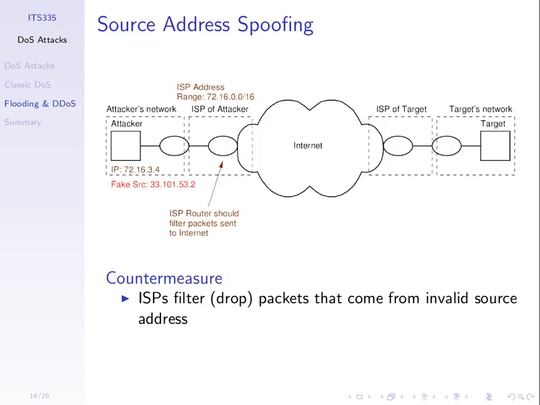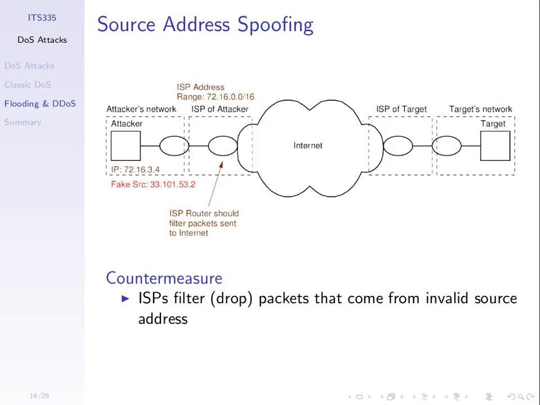If we don't use a fake source address and we attack the target, the target would know that it came from 72.16.3.4. They can immediately identify the ISP where the attack came from, and what they could do is then maybe contact the ISP and say, someone from one of your customers is performing an attack, please stop them, or kick them off your network, or take some legal action.